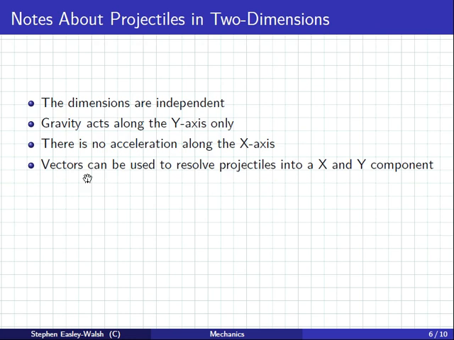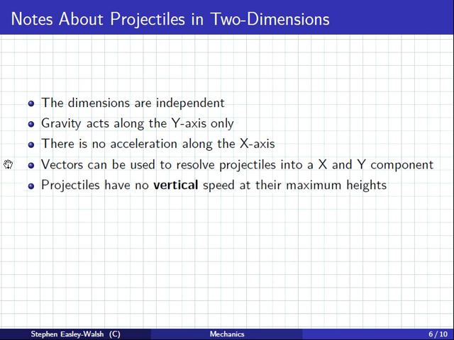I think I have more points though. The next point is something you already know. Projectiles have no vertical speed at their maximum height. So once it reaches the maximum height, vertically it's stopped.